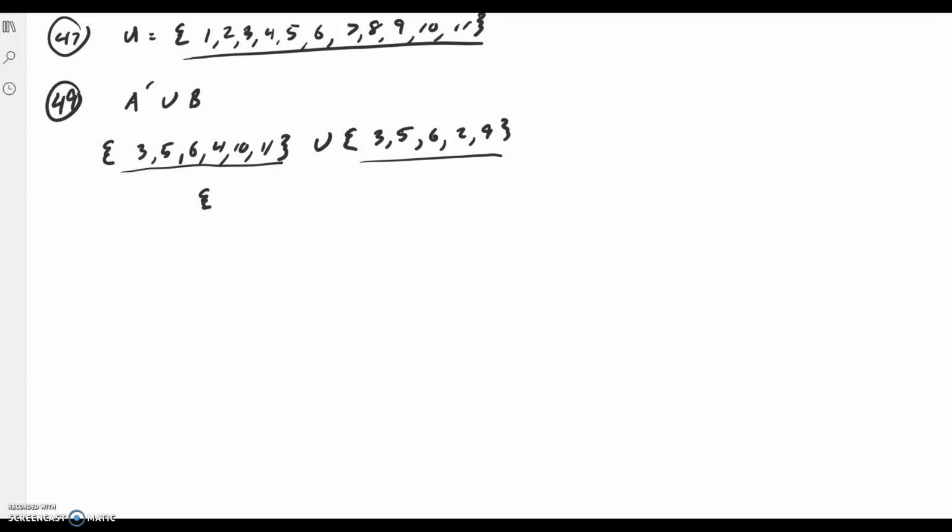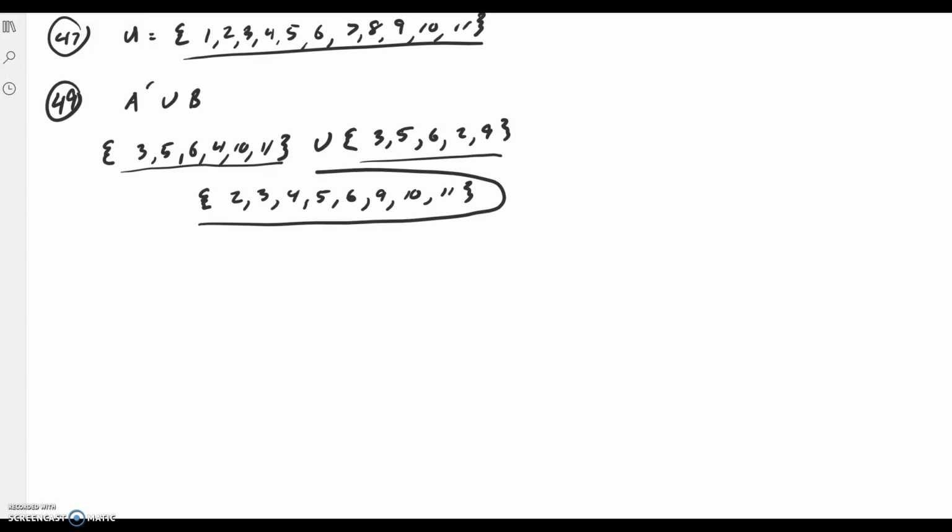And so we have 3. Well, actually we have 2, 3, 4, 5, 6. I don't see 7 or 8, 9, 10, 11. What seems to be missing, so this is the answer to the question, but what seems to be missing are 1, 7, and 8. And if you look at the original picture, 1, 7, and 8 are the numbers that are in A but not in the intersection of A and B.